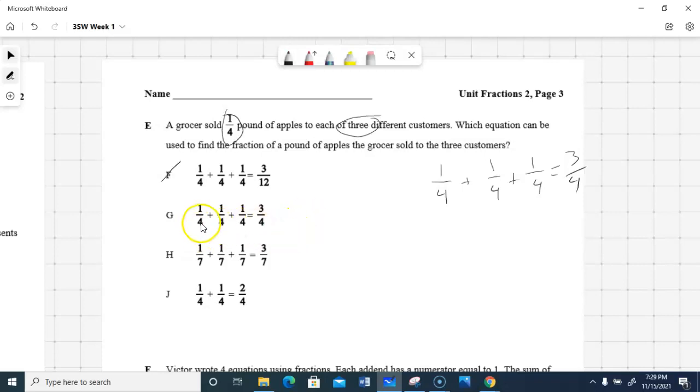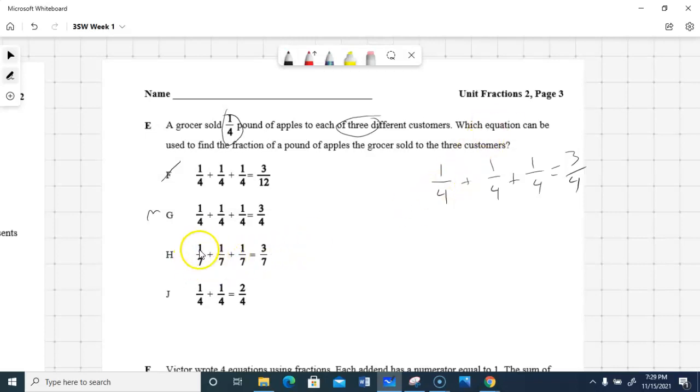Okay, answer choice G says 1/4 plus 1/4 plus 1/4 equals 3/4, and that looks very similar to the equation that we wrote to solve it. So I'll put a maybe there beside that. We'll still look at the rest of our answer choices.